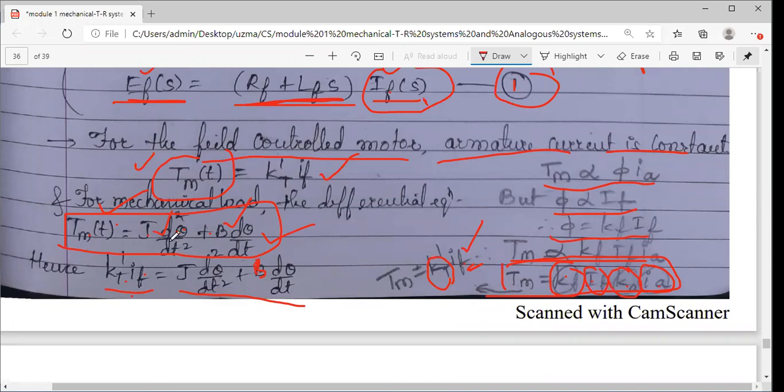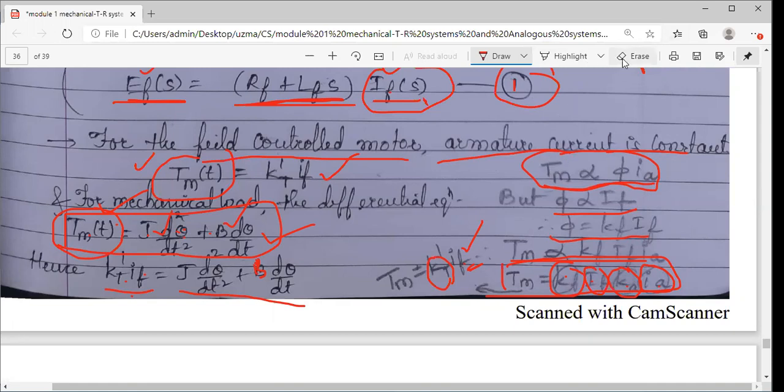Okay, now here also if you observe we have a theta term. But this is torque, so we again have to replace it. Instead of going for that, what we can do, from the basic concept of DC motor working, whether it is field controlled or armature controlled, we have this: torque is proportional to phi into IA. Phi is the magnetic flux, IA is the armature current.